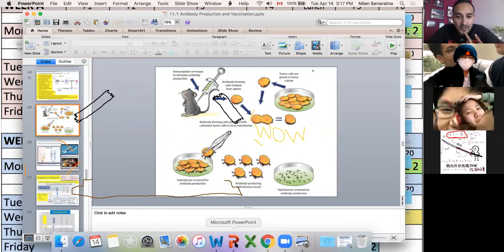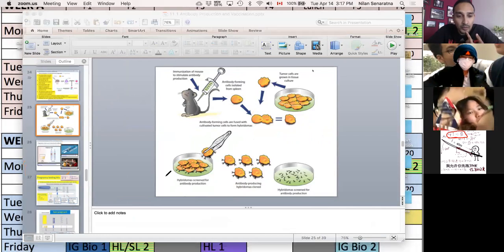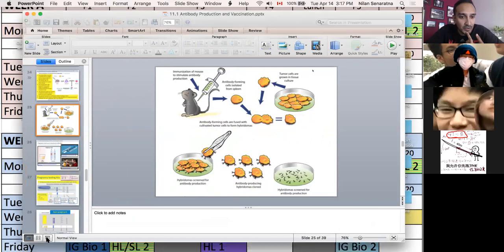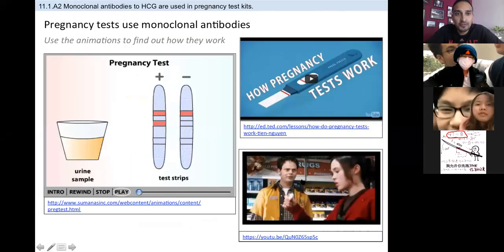But without going into that, we're going to look at a different example that I think is pretty cool of how monoclonal antibodies are used in a pregnancy test.